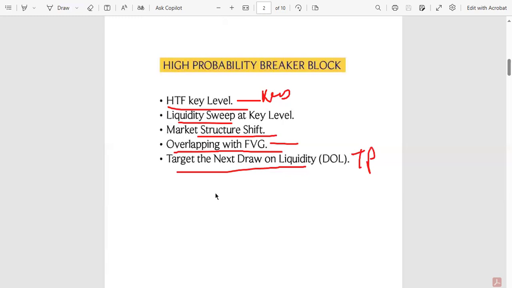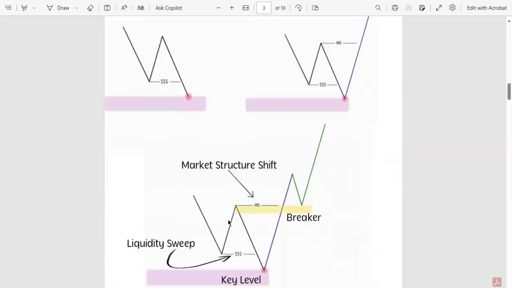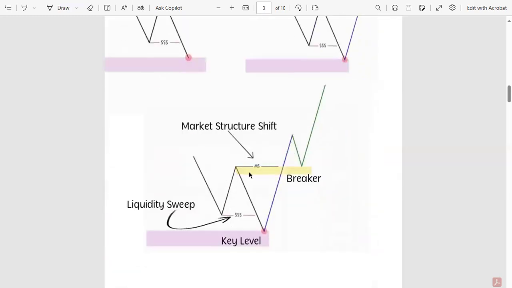Very simple. But if you follow these rules, you're going to actually see a different experience with the use of breaker block, because I know a lot of people have been hearing about breaker blocks, but they don't know how to use them. They find it very difficult to mark the breaker block, because sometimes price is going down into the area where we have, for example, here, the order block down here, and then here we have the breaker block.